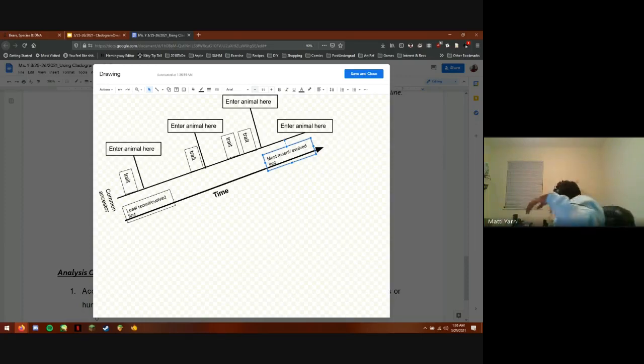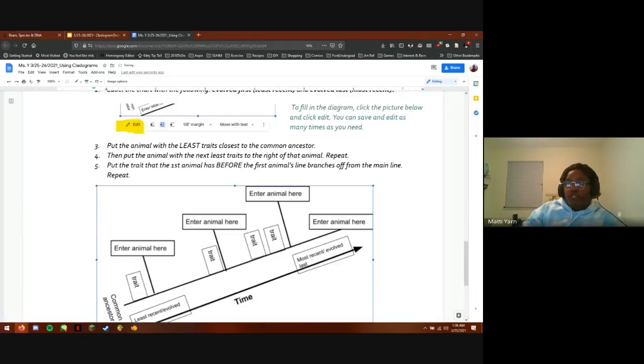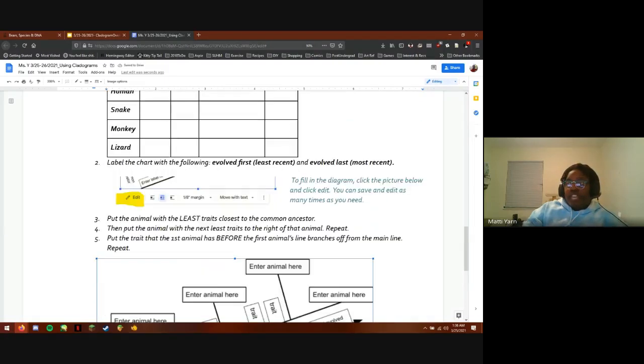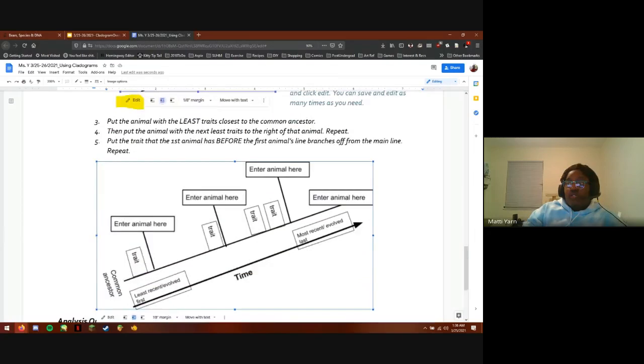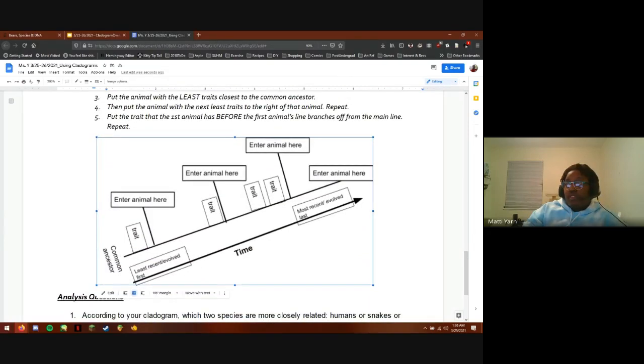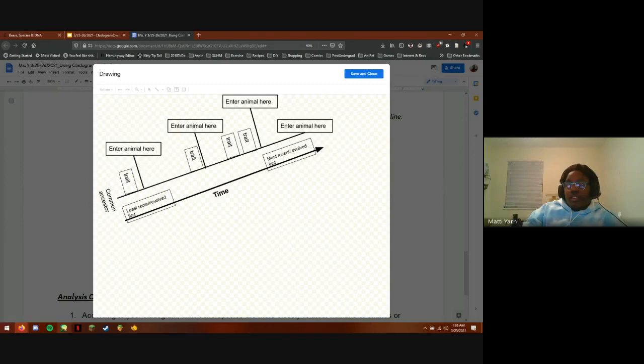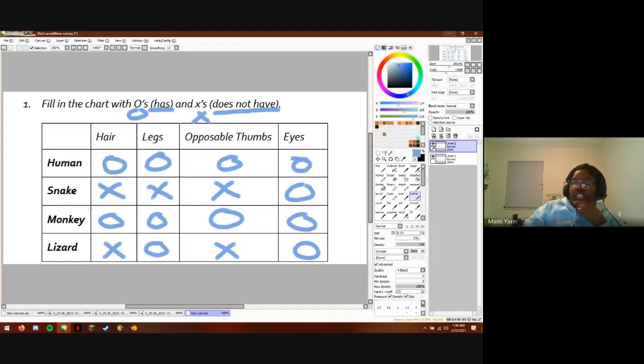Okay, cool. We did that. So we're going to save and close. It's going to update this. We're going to read the instructions again. It says put the animal with the least traits closest to the common ancestor. Okay, we see where the common ancestor is. We want the animal with the least traits. Let's go look at our chart. The least traits, otherwise, who has the most X's or who has the least amount of zeros?